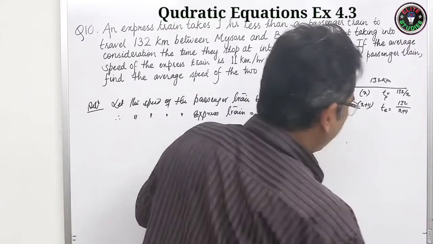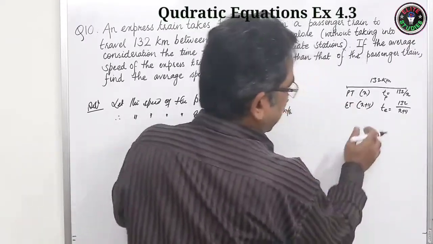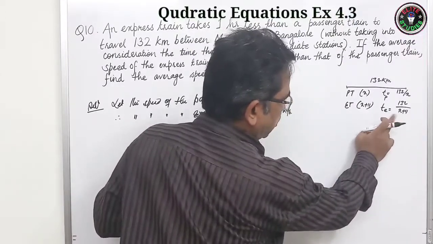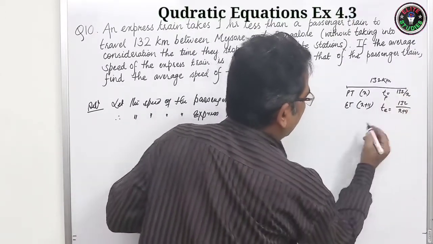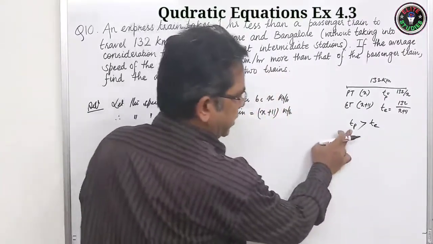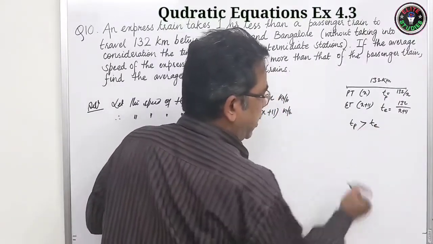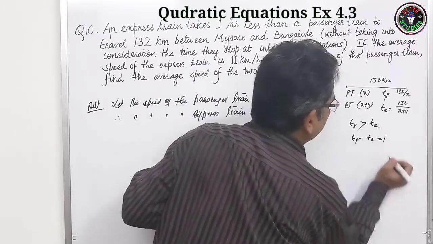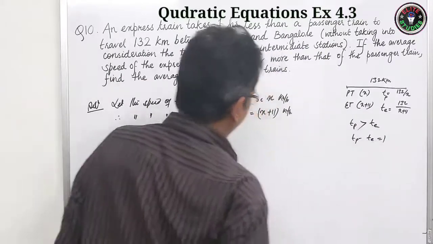Now, still we have not framed the equation. Here, since the speed is more, the time taken will be less. Here the time taken will be more. So TP is greater than TE, no doubt. The time taken by the passenger train is more than the time taken by the express train. But how much? 1 hour. That is, TP minus TE is equal to 1. So from this, we will frame the equation.